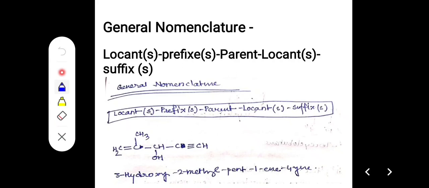So the order is locants, then hyphen, then prefix, then hyphen, parent, then hyphen, then locants, then hyphen, suffix. An example is 3-hydroxy-2-methylpent-1-en-4-yne, where en and yne are suffixes and 1 and 4 are their corresponding locants. Methyl and hydroxy are prefixes and their corresponding locants are 2 and 3. Okay.